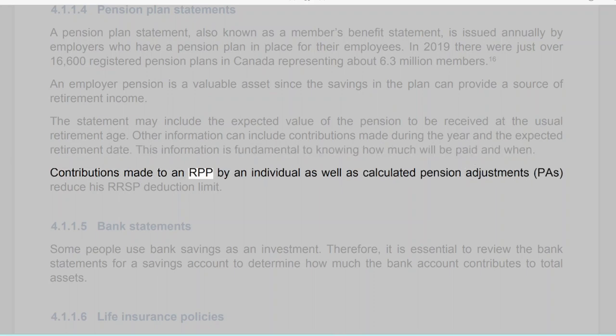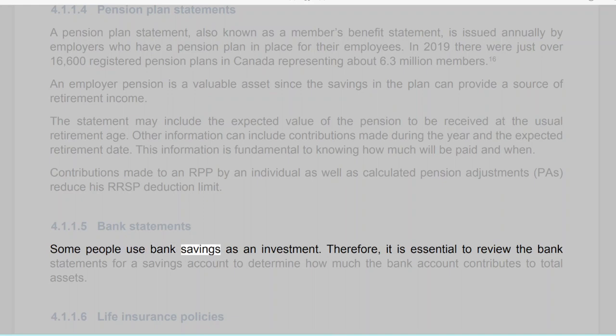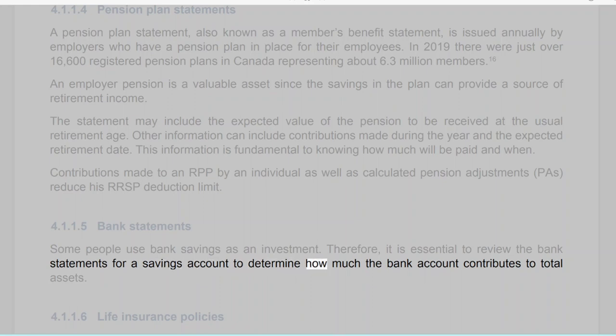Contributions made to an RPP by an individual, as well as calculated pension adjustments, PAs, reduce the RRSP deduction limit. 4.1.1.5 Bank Statements. Some people use bank savings as an investment. Therefore, it is essential to review the bank statements for a savings account to determine how much the bank account contributes to total assets.